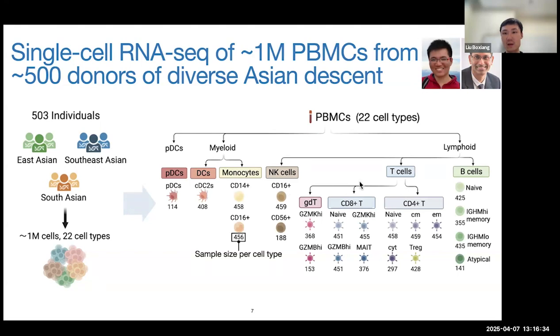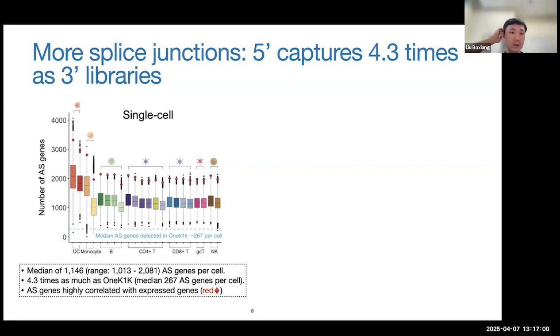So here is the cell type categorization, right? So some of you would recognize these familiar cell types. There's dendritic cells, there's monocytes, there's natural killer cells, T cells, and B cells. And there's also subcell types, right? Gamma delta T, CD8 cytotoxic T, and helper T cells. So using these cell types, we were able to, actually before that, let me talk about splicing.